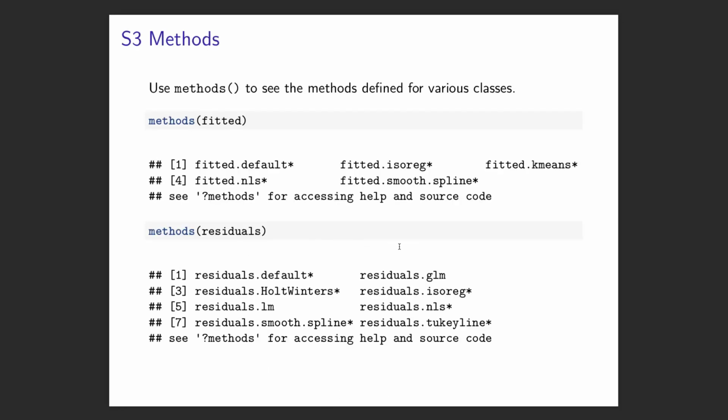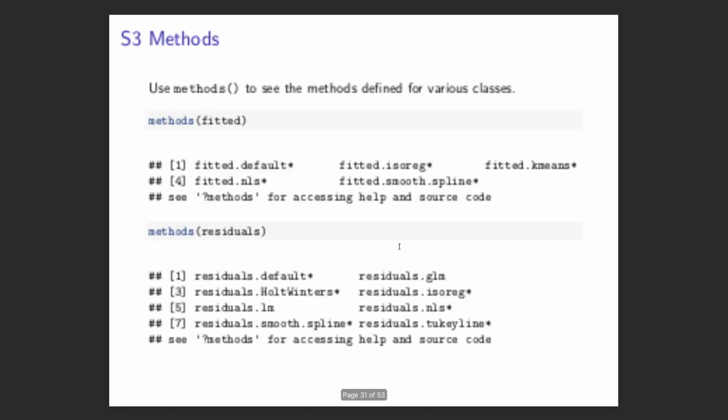So we can find out what methods are actually defined for these generic functions using the methods function. Here I can see what methods are defined for fitted. There's a fitted default method, one for getting fitted values from nls objects, one for smooth splines, one for k-means, and so forth. There's a bunch of different residuals methods as well. For example, getting stuff from glms. There's a default method. There's one for getting things from lm objects, and so forth.